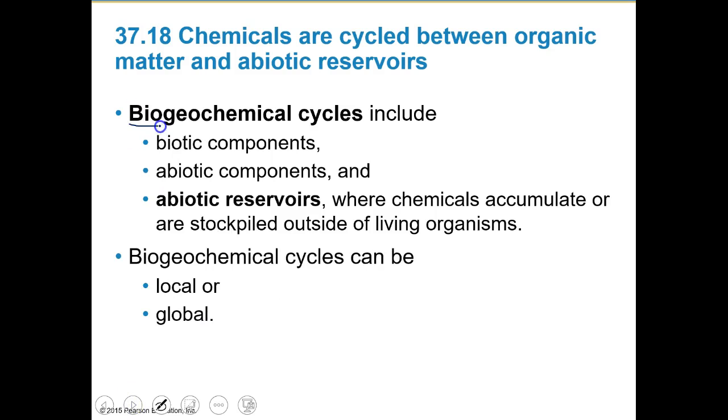So these are what we call biogeochemical cycles. Bio is life, geo is earth, chemical is chemicals. So this is the life-earth chemical cycles. They've got some biotic components, some abiotic components. There might be some abiotic reservoirs where those chemicals accumulate and are stockpiled. And biogeochemical cycles can be local or at the global level. They can be small scale or really big scale.